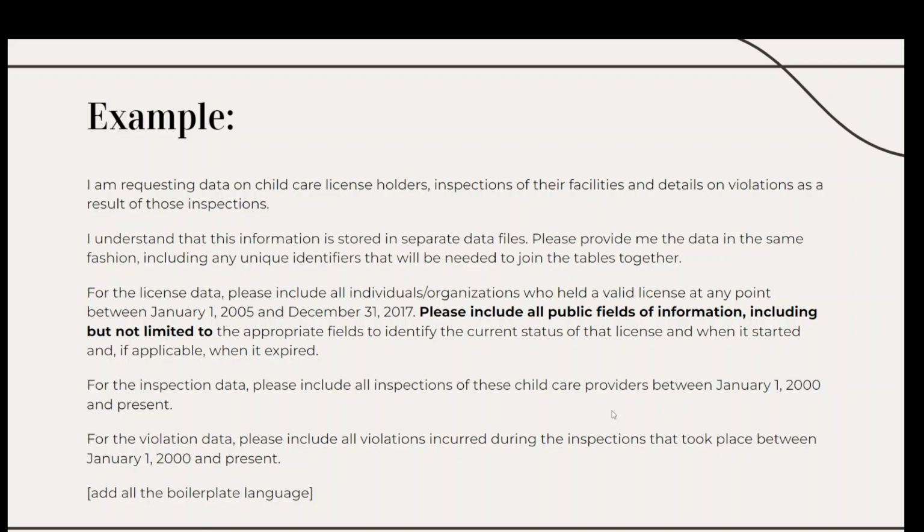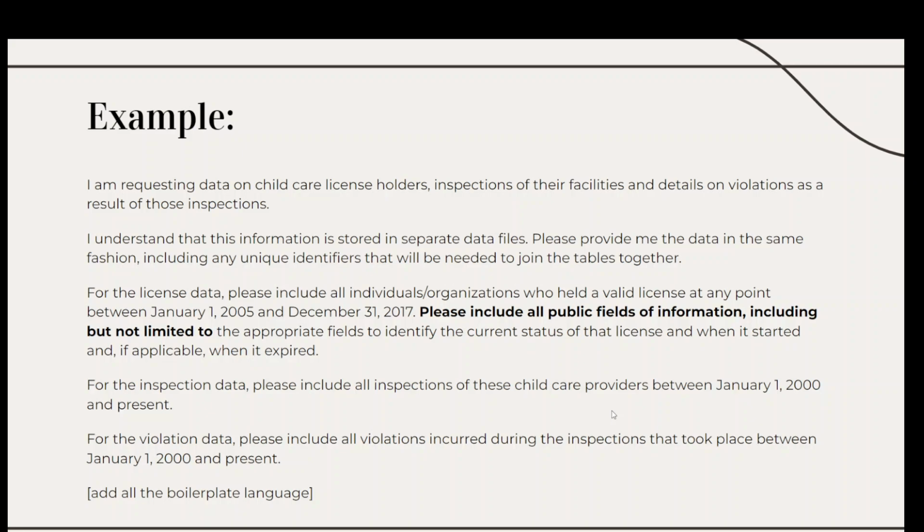So let's say you want to look at child care license holders, inspections of their facilities, and details on violations. After talking with the agency, I learned that this is all stored in separate data files. There's one table for the license holder, another table that tracks each inspection, and another table that tracks the violations that were incurred in each of those inspections. So this is a relational data set, but it is all stored separately. So I'm making it really clear in this request that I understand it's separate files, and I'm good with that. Just please make sure you include the unique identifier that will be needed to join those tables together.